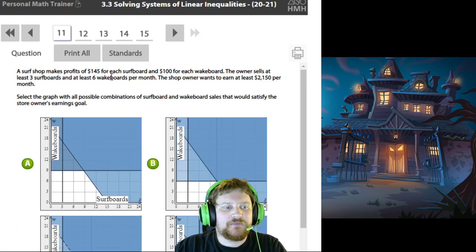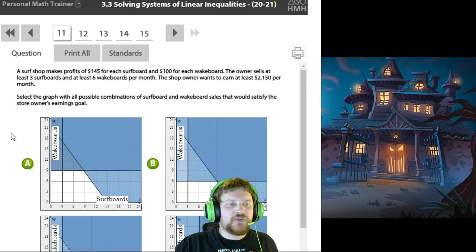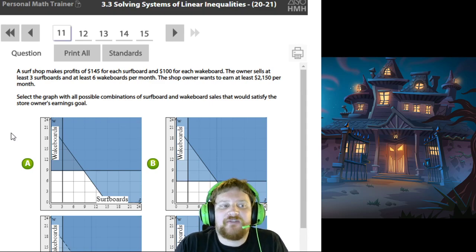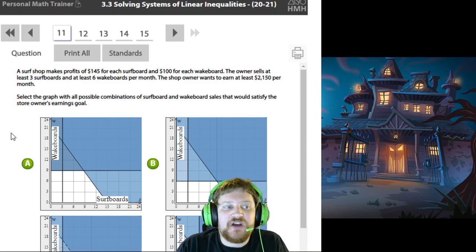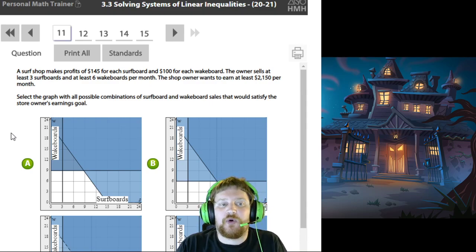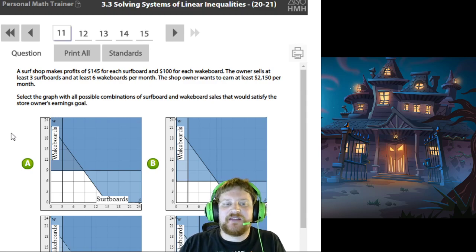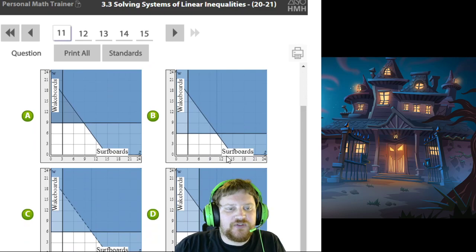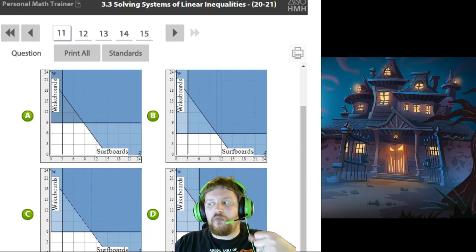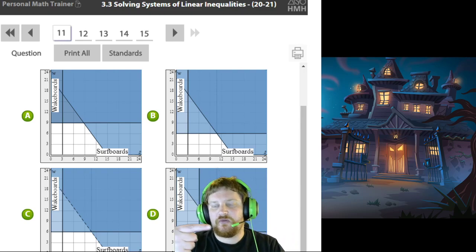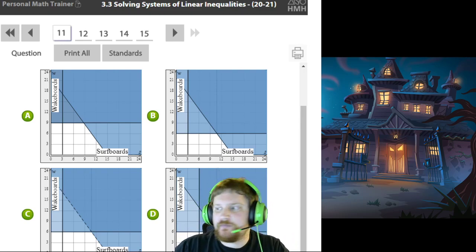So that's number 10. Let's look at number 11. A surf shop makes profits of $145 for each surfboard and $100 for each wakeboard. The owner sells at least 3 surfboards. So he sells at least 3 surfboards. That tells me that the number of surfboards is going to be 3 or more. So that's 3 or more means going to the right.